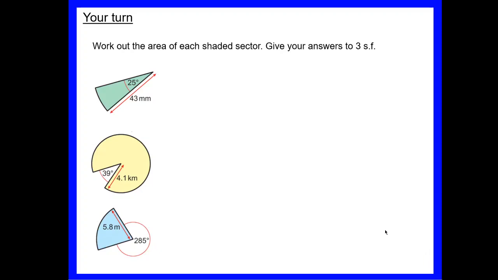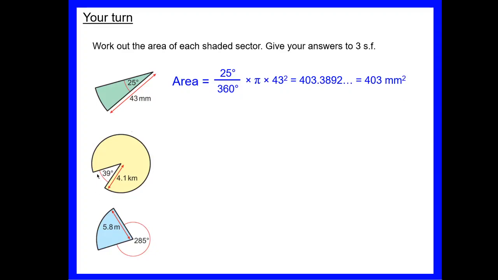Okay, let's have a look at the solutions for these then. So our first one, our angle x is 25 and our radius is 43. So we've got 25 out of 360 times pi times 43 squared. As a decimal, 403.3892, etc. To 3 significant figures, 403 millimetres squared. So again, check your units.